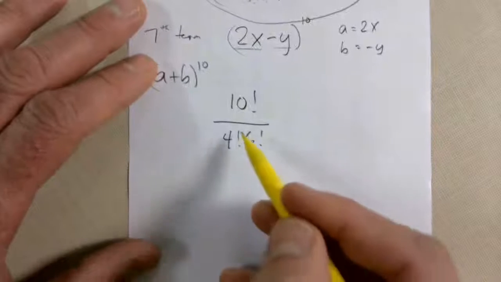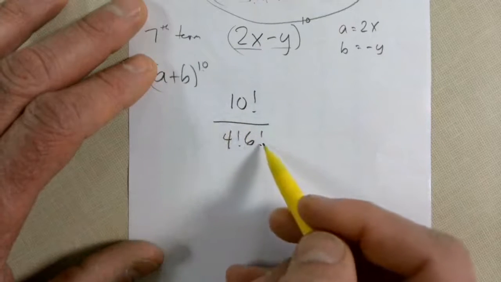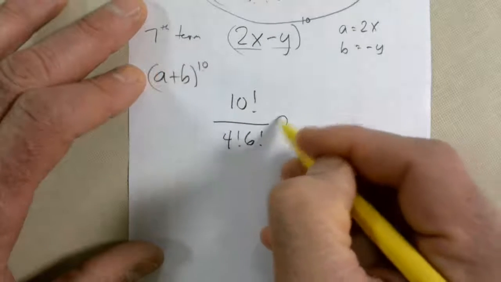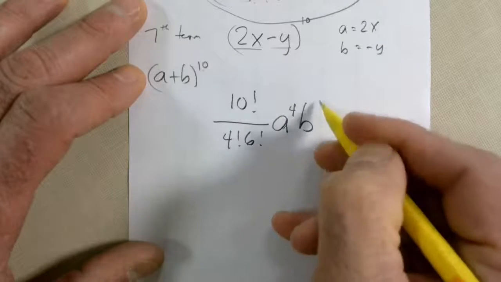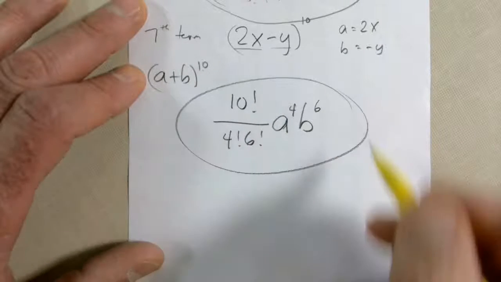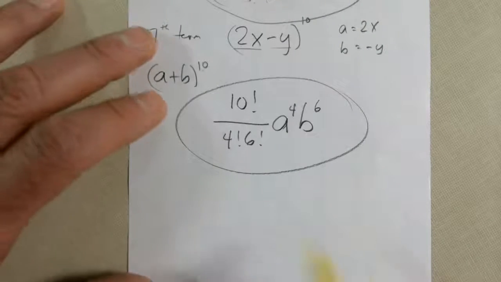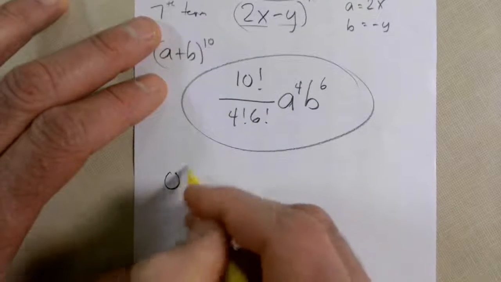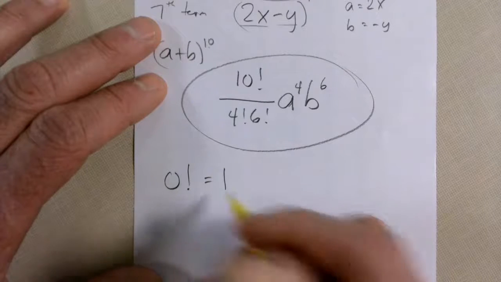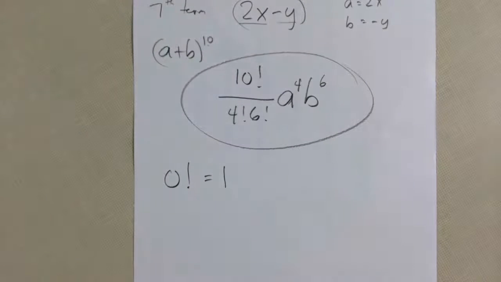Okay, so here it is again. 10 factorial over 4 factorial times 6 factorial. And then it's going to be a to the 4th and b to the 6th. There it is. And then you can work these numbers out and figure out the numbers. That's it. Oh, a couple other things. 0 factorial is defined as 1. That's important for you to know.